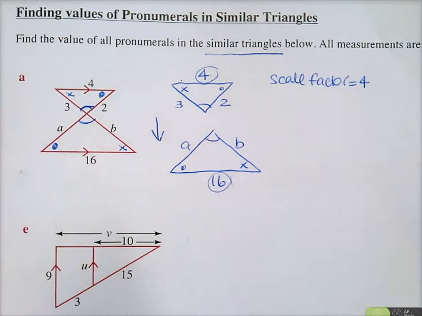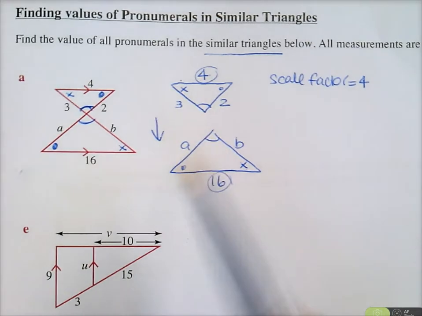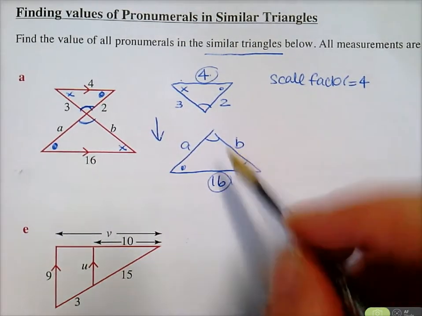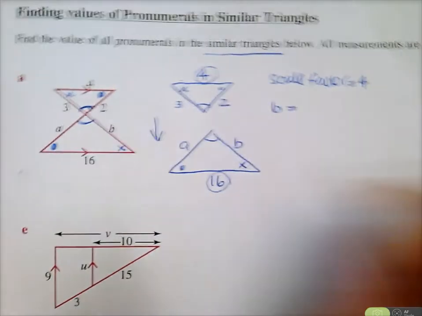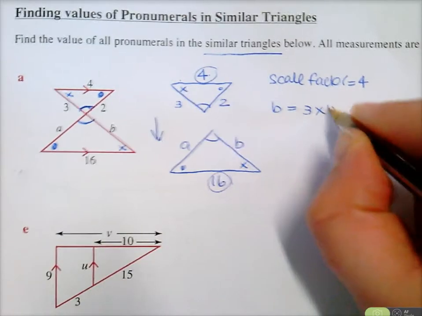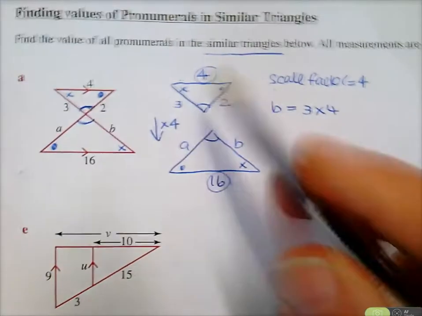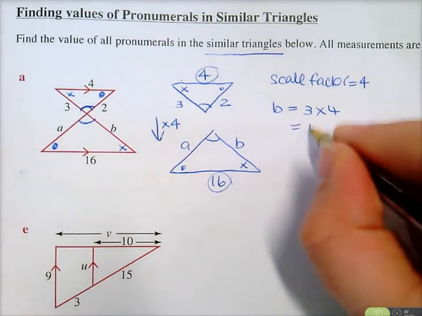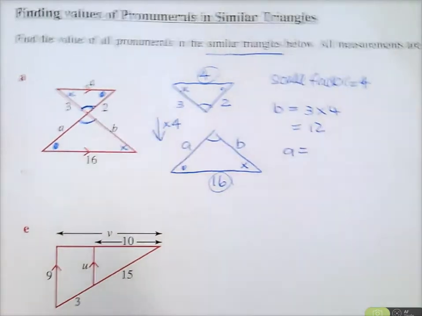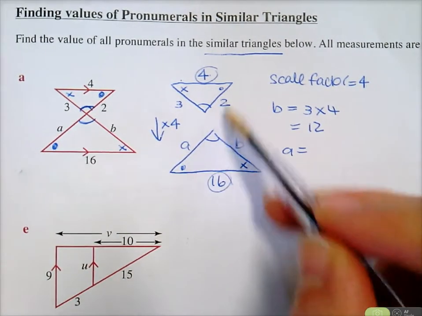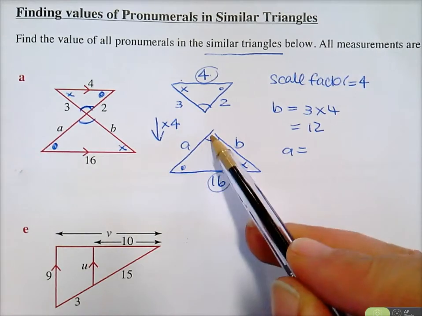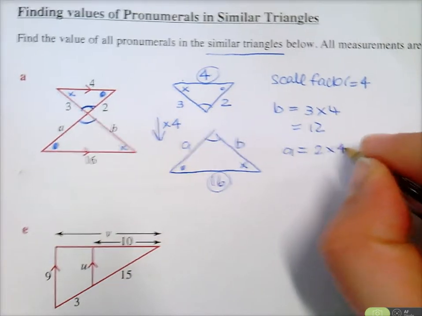It's the cross arc. The 3 matches with what? The A or the B? Yeah, because it's cross arc. So what does B equal? 12. Yeah, it's 3 times 4. So here I'm going to go from the top triangle to the second one times 4, which is 12. And so A is what? A is, see, I've got dot arc that matches with dot arc. A will be 2 times 4 is 8.